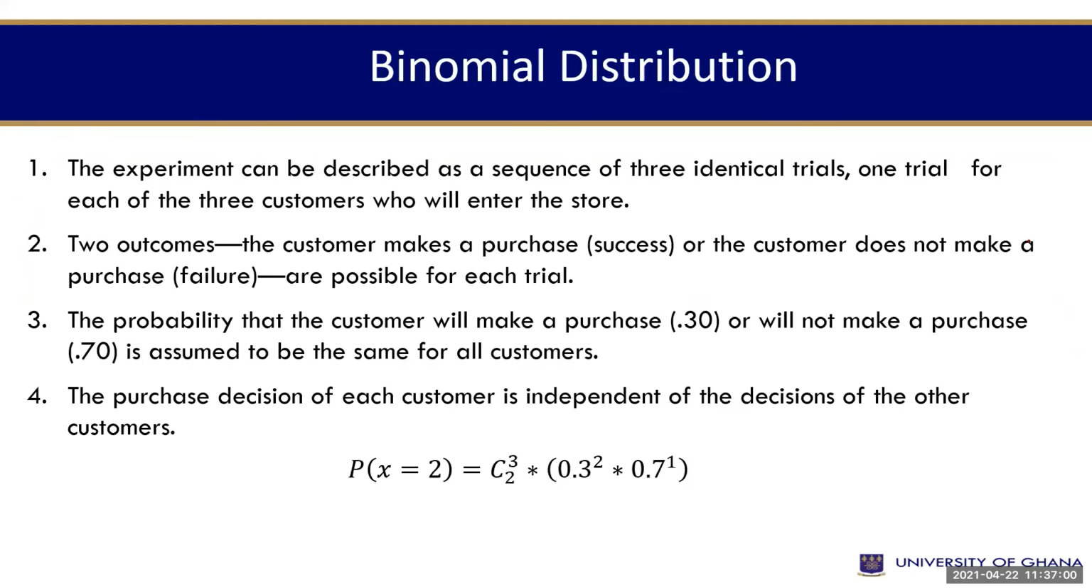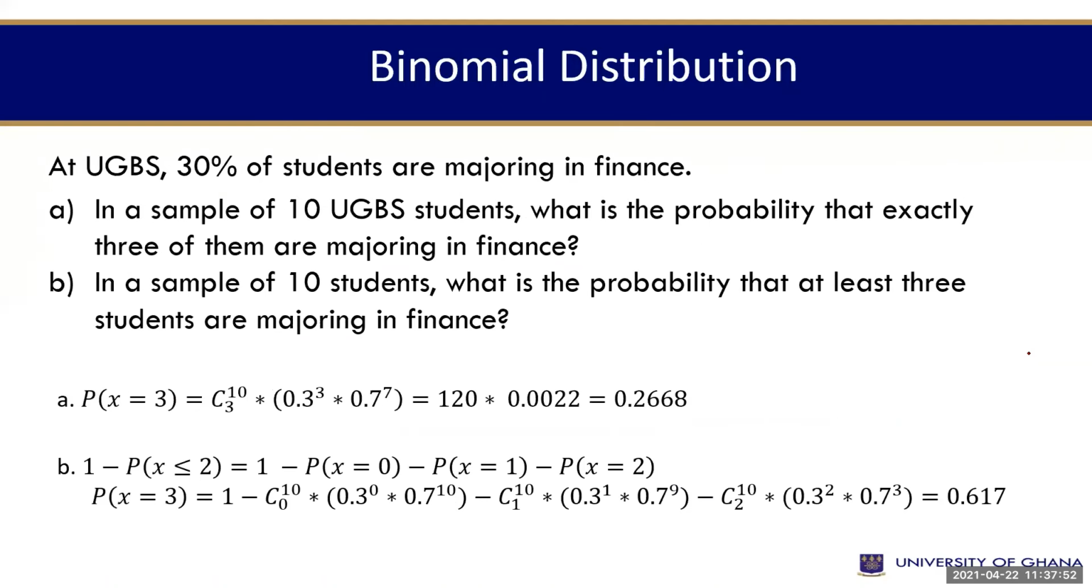Okay. Then again, the experiment can be described as a sequence of three identical trials, one trial for each of the three customers who will enter the store. Two outcomes are possible for each trial: the customer makes a purchase, that's a success, or the customer does not make a purchase, failure. The probability that the customer will make a purchase is given as 30%, or will not make a purchase, 1 minus 0.3 should give you 0.7. It's assumed to be the same for all customers. The purchase decision of a customer is independent of the decisions of other customers, as we serve mutually exclusive outcomes. Then that takes us to the binomial.